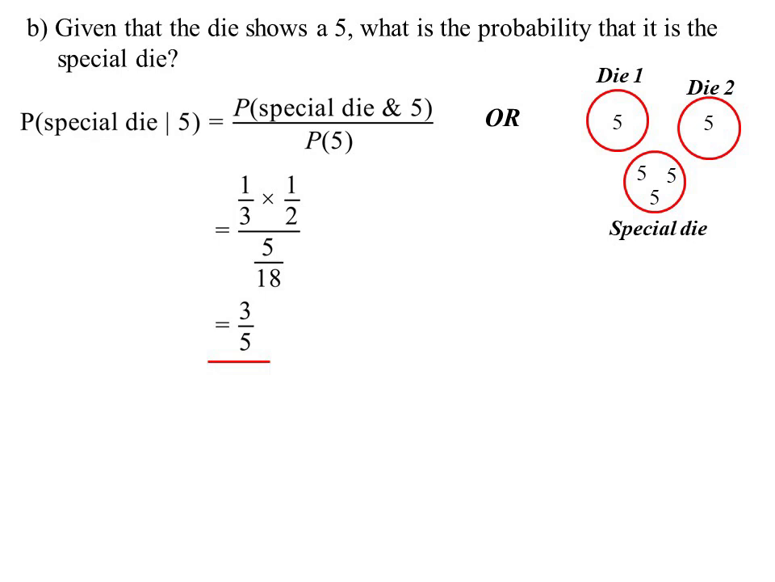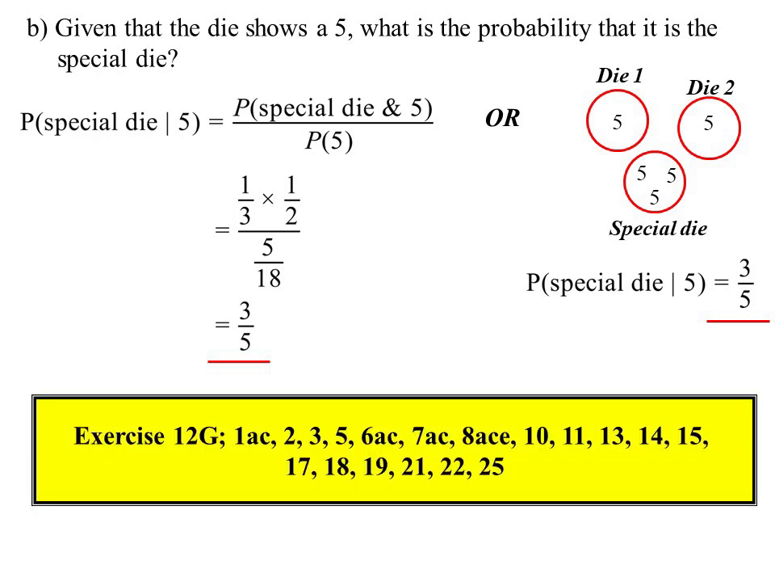Of course, I could have done it with the use of a Venn diagram. As far as die 1's concerned, remember, it's given that it shows a 5. So as far as we're concerned, in die 1, there's just one outcome there, a 5. Die 2, one outcome, there's a 5. Special die, we have 3 5s. There is our Venn diagram now. So probability special die, well, 3 out of 5. There are 5 5s there all up, but 3 come from the set that is the special die. So we could use Venn diagrams to solve that problem. We'll add 12G to our list.